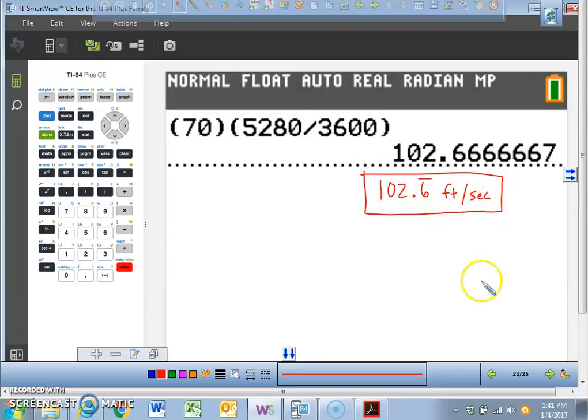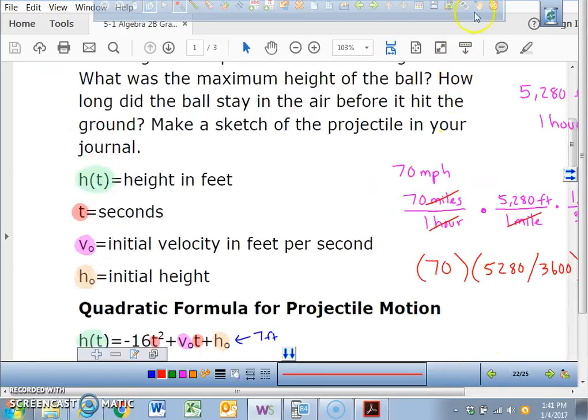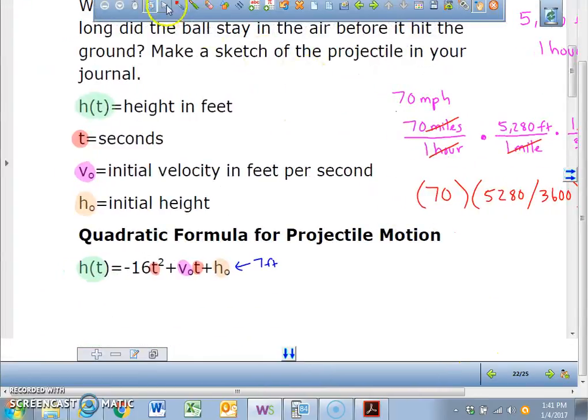By the way, the length of our room here is about 30 feet. That's the length. So imagine a ball traveling over 3 lengths of this room in 1 second. That's how fast that ball's going. Okay? Pretty fast. Okay? All right, so now that we have that, let's write out our formula.